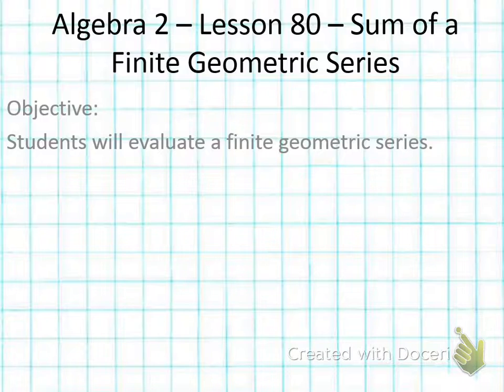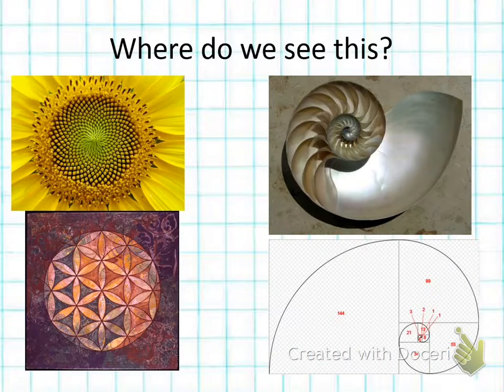And then there are sequence and series. A sequence is just a sequence of numbers. And a series is taking those numbers and adding them together. So we're talking about geometric series, so we're going to be adding those together. Alright? We talk about geometric series a lot in nature. Here's some examples of geometric series.